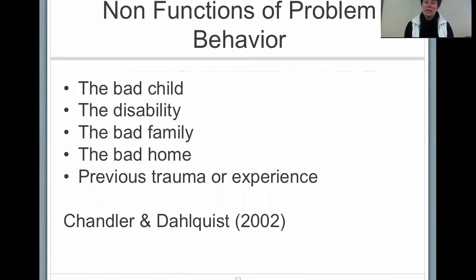Next, I'd like to talk a little bit about the non-functions of problem behavior. Oftentimes we hear, or maybe have even said ourselves, that a kid behaves the way they do because they're a bad kid, they've got a bad family, or a bad home life. Or we may hear the student wants control, they are off task, or even unmotivated. While the function may not be rational or seem to make sense to others, the behavior serves a purpose for the student.